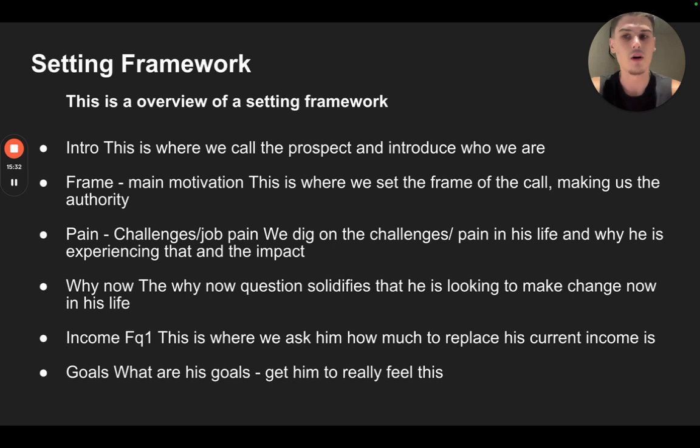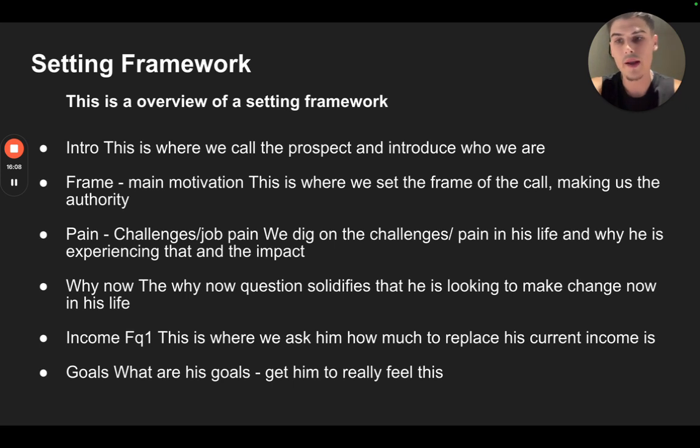Now, the setting framework, right? This is what we basically want to run them through, especially for a B2C offer, where we need to change their beliefs a little bit to be able to get them over the line. So this is where we call the prospect and introduce who we are, right? Now, frame, main motivation. This is where we set the frame of the call, making us the authority. Then we want to be able to get their pain, their challenges, job pain. We dig on the challenges, the pain in their life, and why they're experiencing that and the impact, right?